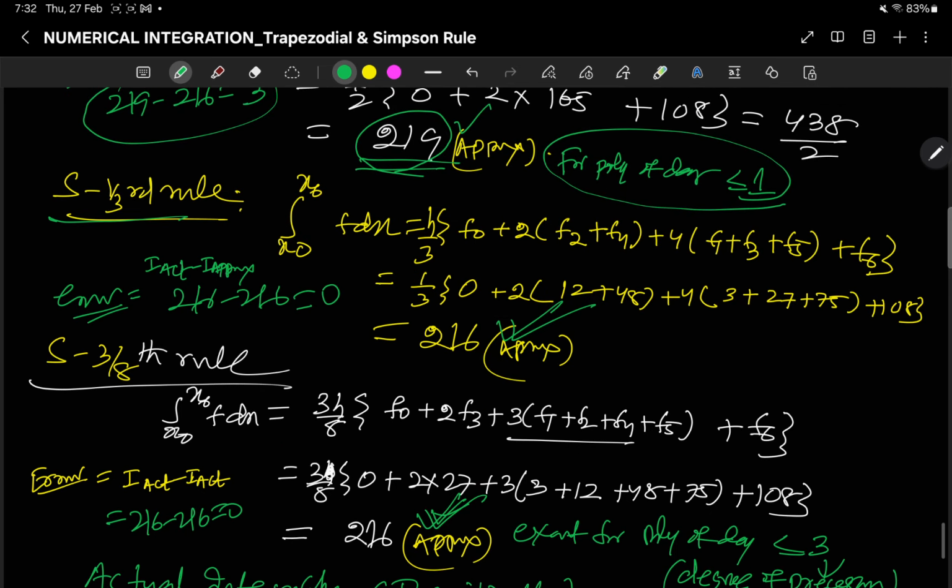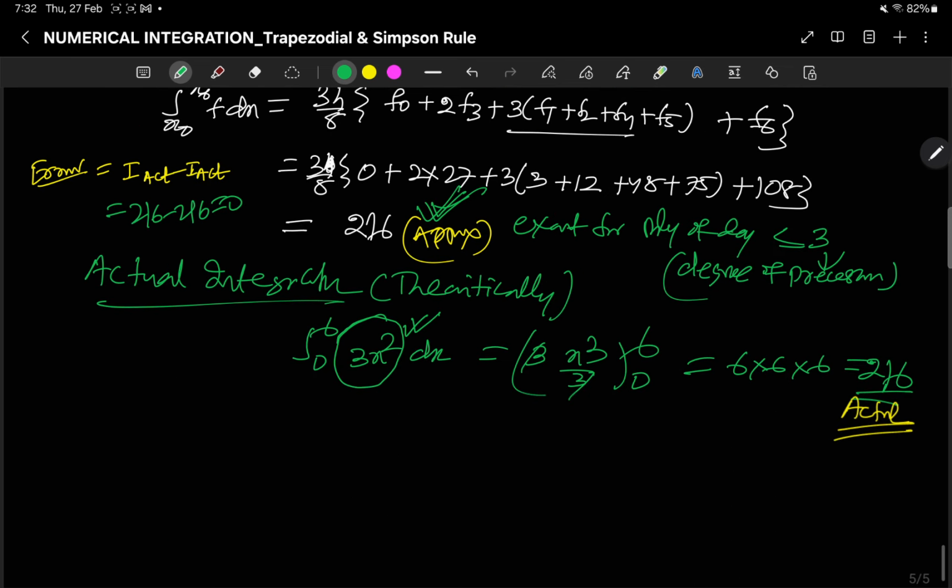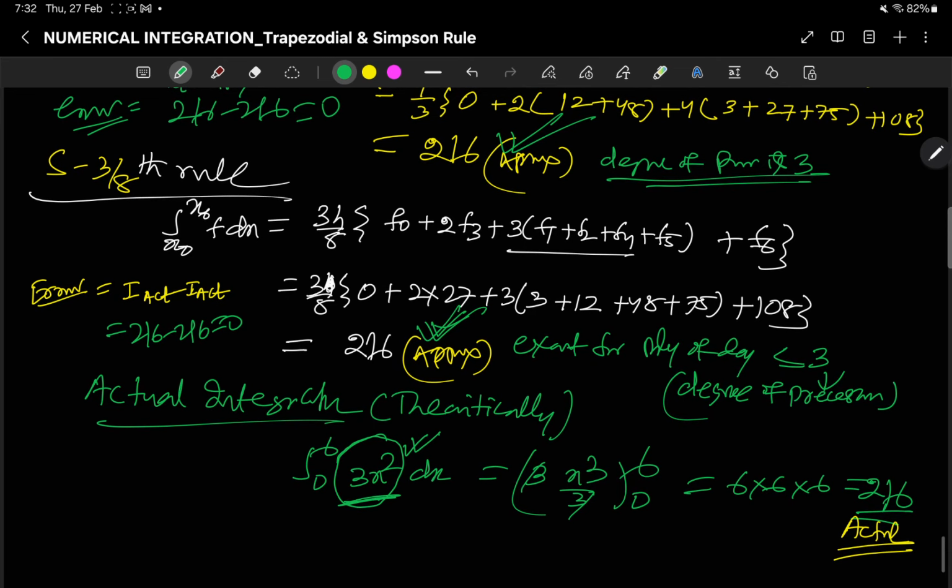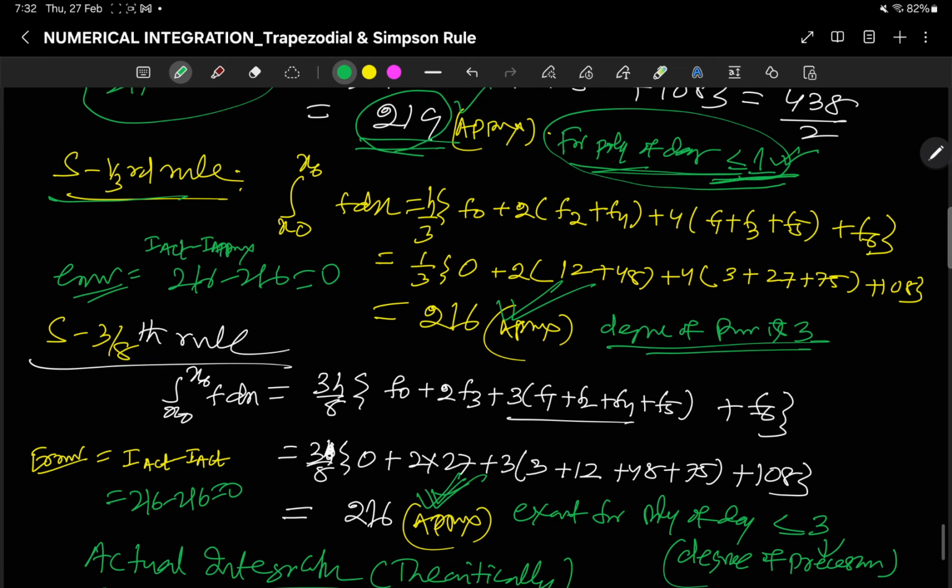Here also, for Simpson's 1/3 rule, the degree of precision is 3, which means it is correct up to polynomials of degree 3. But the degree of precision for the trapezoidal rule is 1, because it is correct up to polynomials of degree 0 and 1. If instead of 3x square we have 3x dx, there will be no error in the trapezoidal rule. If it is 3x to the power 5, there may be some error in Simpson's 3/8 and Simpson's 1/3 rule.